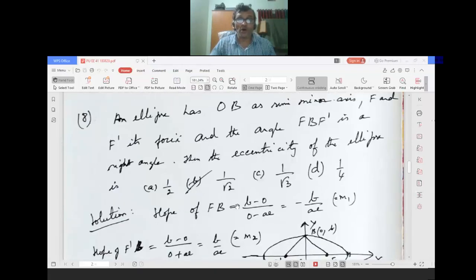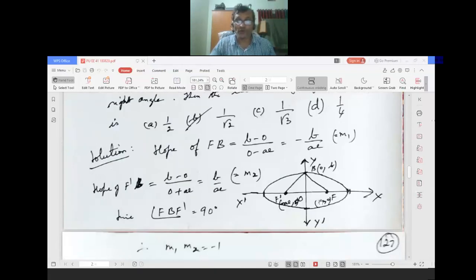Now, the slope of FB. This is the ellipse x squared by a squared plus y squared by b squared equals 1. This is the minor axis, semi-minor axis it is given, OB. From here till here it is b, the standard form. The foci will be (ae, 0) and (minus ae, 0).